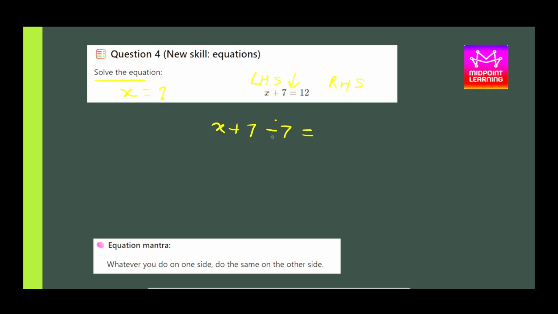Correct? And if we are subtracting 7 from the left hand side, we have to subtract 7 from the right hand side as well. So now x plus 7 minus 7 becomes 0. So the left hand side becomes x, and 12 minus 7 is 5. So we have to undo plus 7, and how did we undo it? By subtracting 7. Since we did it on one side, we have to do it on the other side, because the left hand side and right hand side are the same in an equation. So what is the equation mantra? Whatever you do on one side, do the same on the other side, right? I hope this is clear.